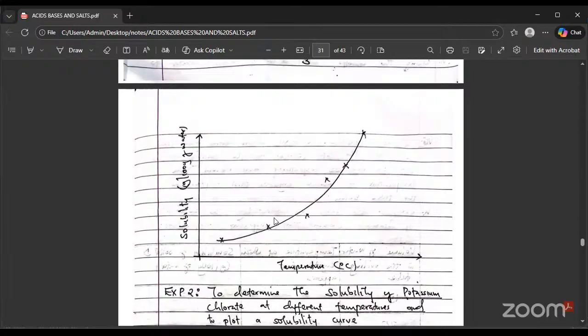Yani sio lazima ipitie points zote. As you can see, hata hii ijapitia vizuri, hii ijapitia vizuri, hii imepitia na hii, but hii imekaribia sana na hii sana, and also this one is near. So because it is an experiment, and an experiment has errors.